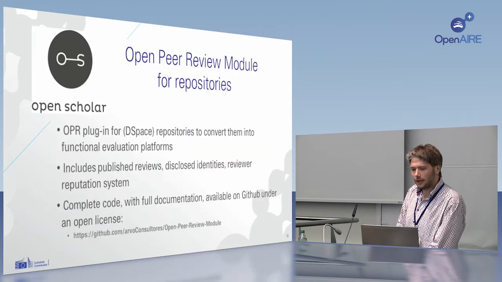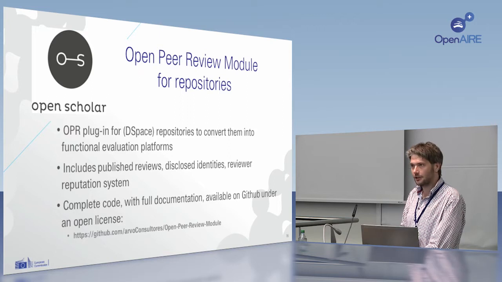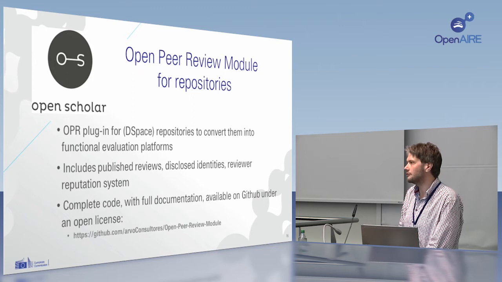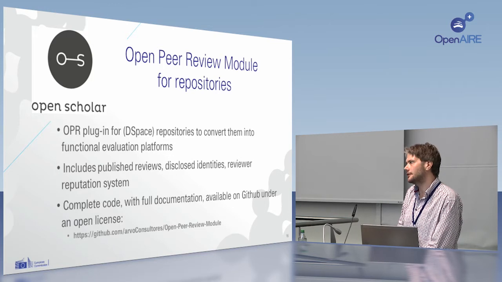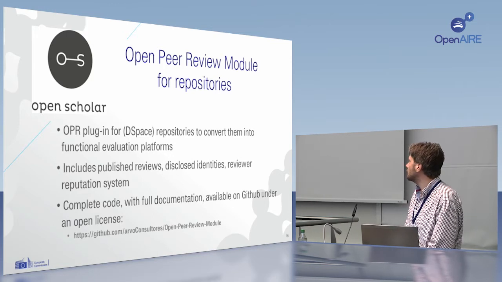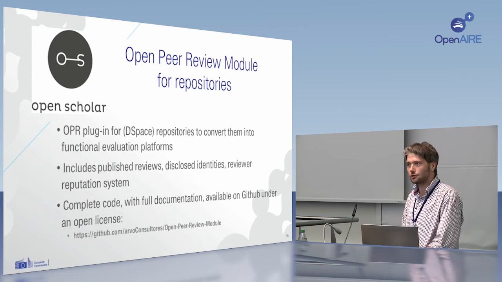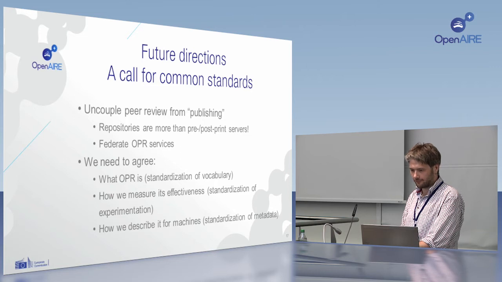And then finally, OpenScholar, and Pandelis is here. He will be on the panel later as well. They produced an open peer review module plugin for DSpace repositories. This is a plugin which can be added to an institutional or subject repository, which makes it into a functional evaluation platform. It includes published reviews, disclosed identities, a reviewer reputation system, and the complete code is open source and available on GitHub. Pandelis will tell you more later.